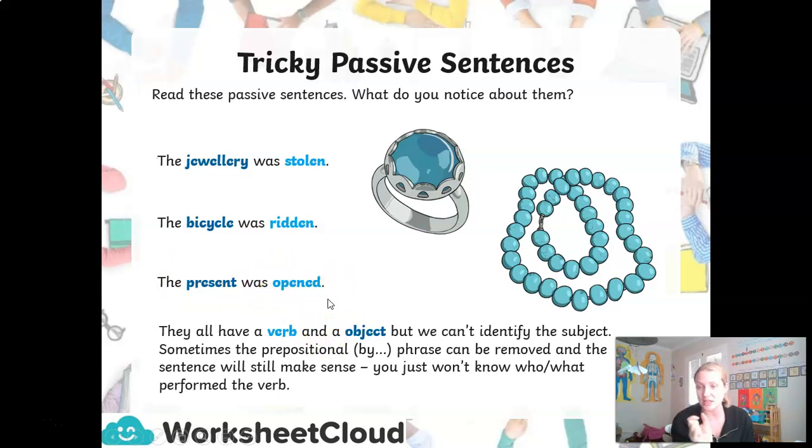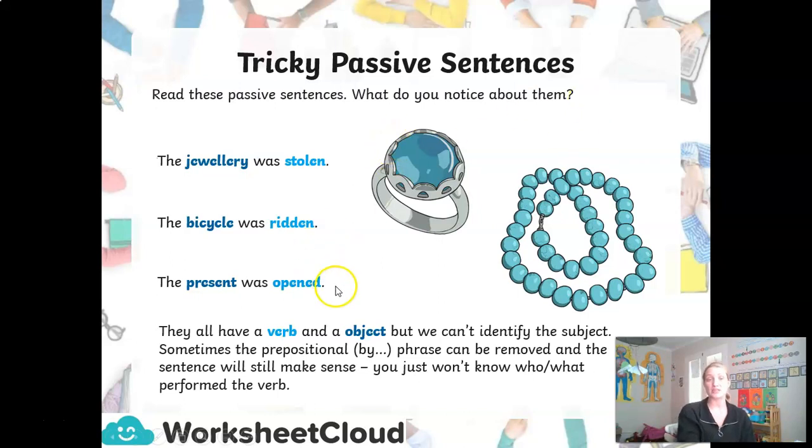So there's none of that word by. And that's important because that then removes the subject from the sentence. So we know, it still makes sense, doesn't it? The present was opened, but I don't know who was doing the opening. Okay, so it's still passive voice, but without by, without the prepositional, I don't know the subject.